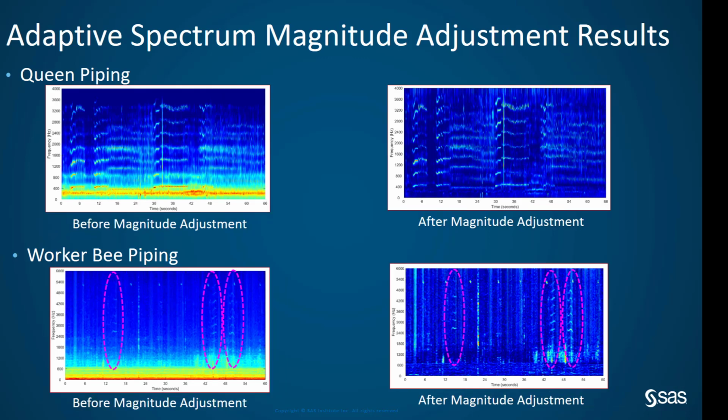The effect of the magnitude adjustment can be seen even better by looking at a two-dimensional time-frequency heat map before and after the adjustment. Again, the top is the queen bee piping example, and the bottom is the worker bee piping. Since worker bee piping is relatively weak, from what is highlighted here, you can see that the fundamental frequencies and their harmonics are much enhanced by this method.